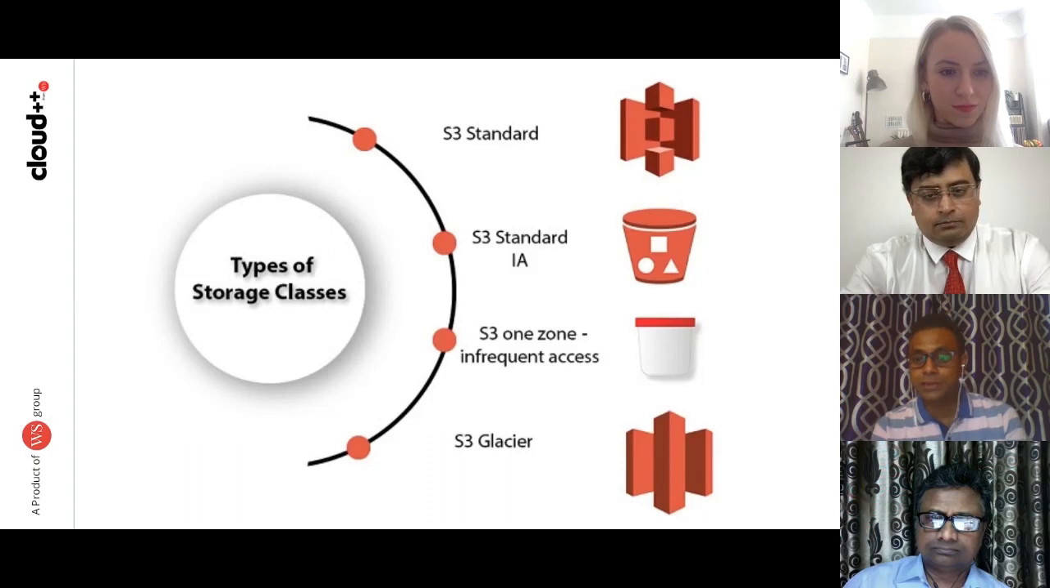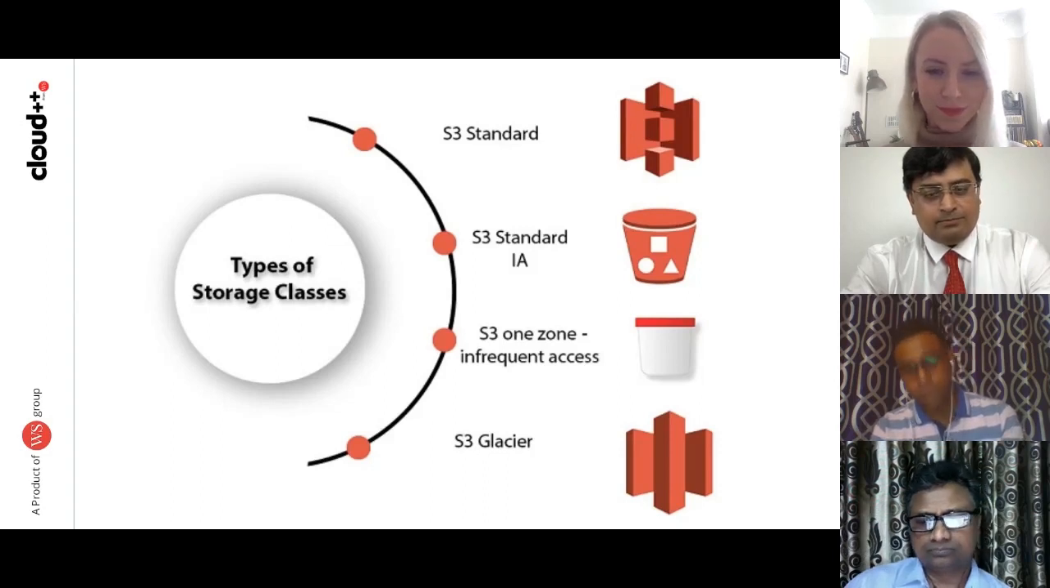The next one is Standard IA, that's called infrequent access. It is an intelligent tier, we can say. It automatically checks whether your data is being accessed. If your data is not accessed in the last 30 days, then automatically it transfers the data to the infrequent access class, because infrequent access is cheaper than Standard. So I believe we always need to use the classes when we are going to upload the data into the cloud.